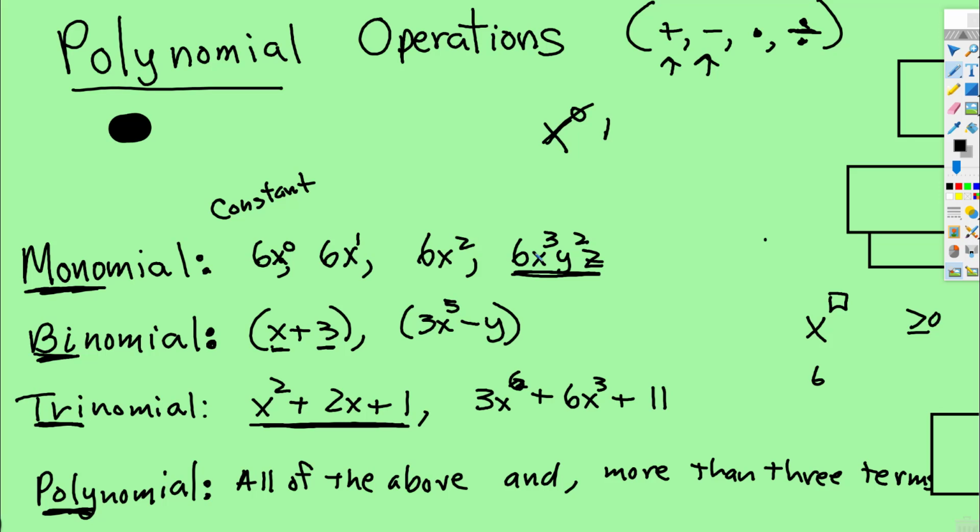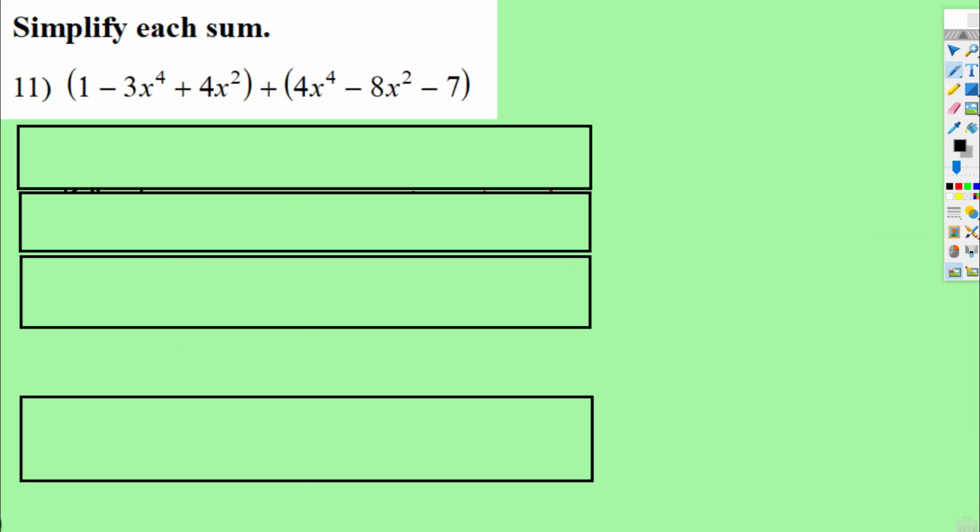And whatever the exponent that has the highest degree exponent, that's the degree that it is. So this binomial right here would be a 5th degree binomial. All right, let's talk about the operations now.